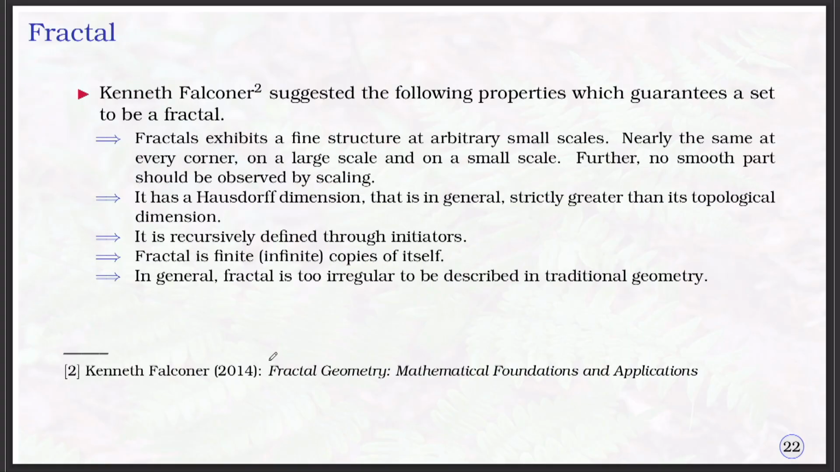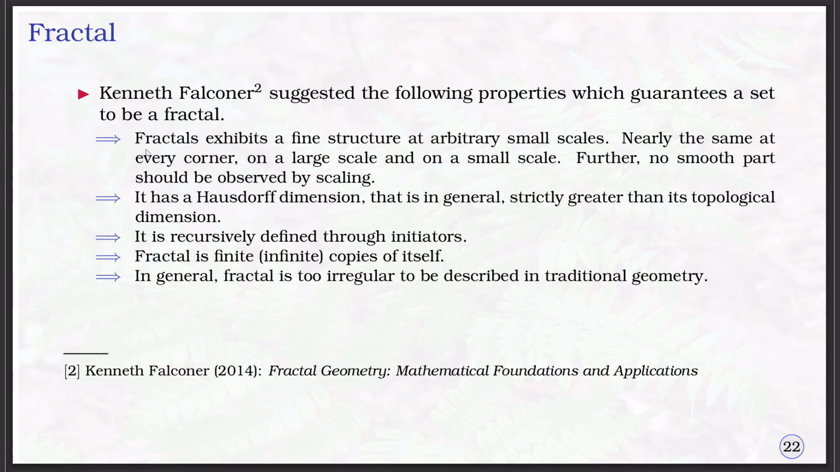A fractal has the self-similar property, whereas one cannot conclude that, based on the self-similar property, the object is a fractal object. So, to confirm this, we need to go for the dimension theory. So, how to define the fractal in terms of dimension? For that, Professor Kenneth Falconer gave the following properties which guarantee that a set is a fractal.